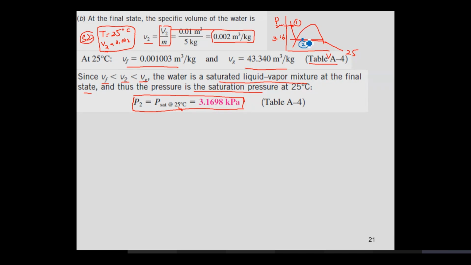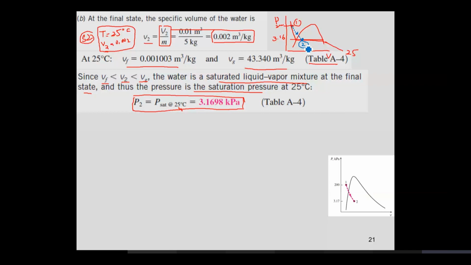So at state 2, you are somewhere in this mixed region, and this is your state 2. Now, the third thing was to find out the heat transfer that took place. Before we begin into that, this is the process. So this is my process from 1 to 2. This is how the process took place. I moved from compressed liquid region to mixed region as a result of the heat transfer to the system.